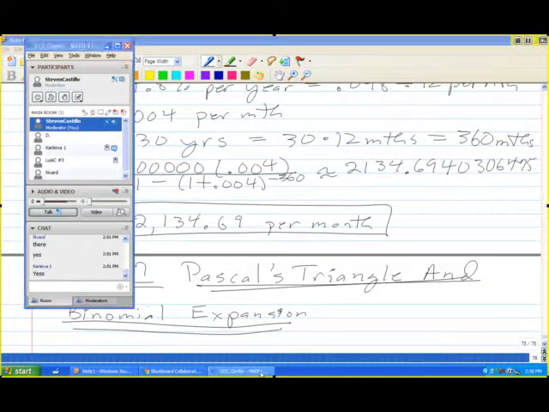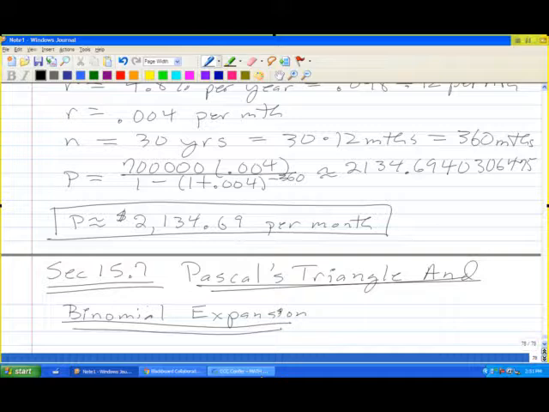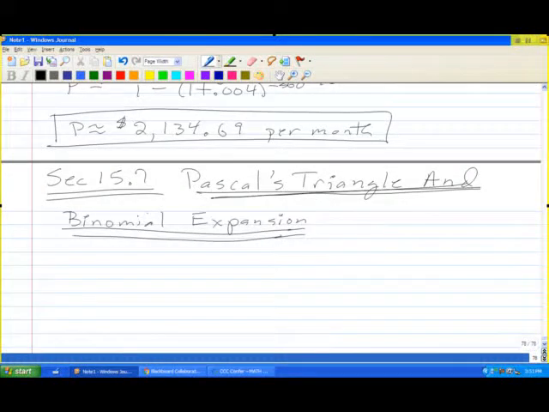So I plugged into my calculator and I got that your mortgage should be approximately $2,134.69 per month. And that really finishes off section 15.6. So let me go on to section 15.7, Pascal's triangle and the binomial expansion. So let's look at the binomial expansion.